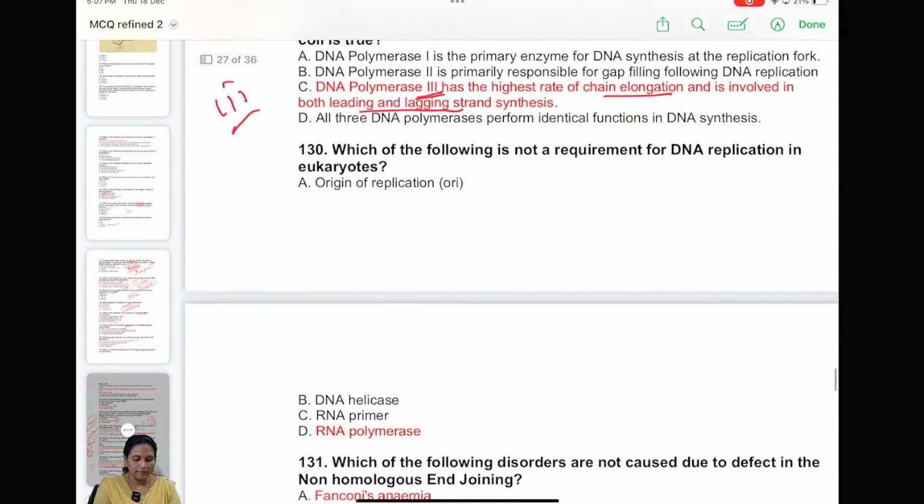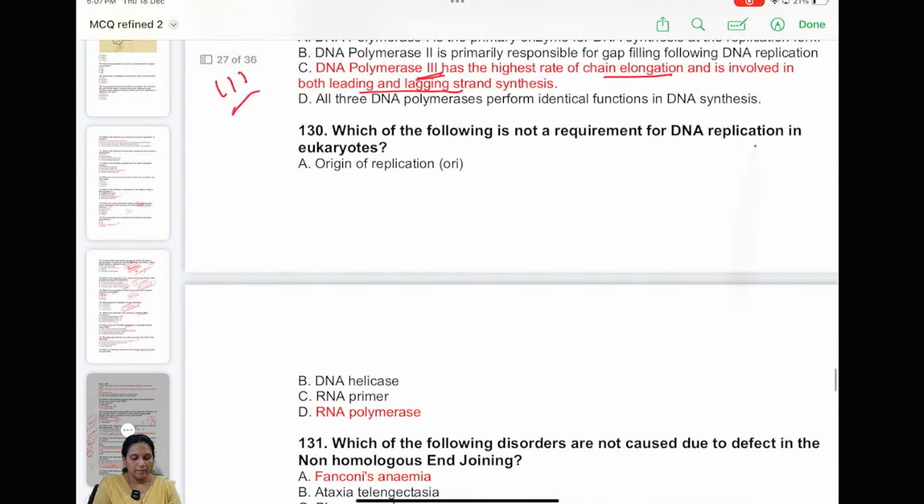Which of the following is not required for DNA replication in eukaryotes? RNA polymerase is not needed, only DNA polymerase is needed. What are the other requirements? Origin of replication, DNA helicase to unwind the double strand, and RNA primer, which is responsible for the action of the DNA polymerase.